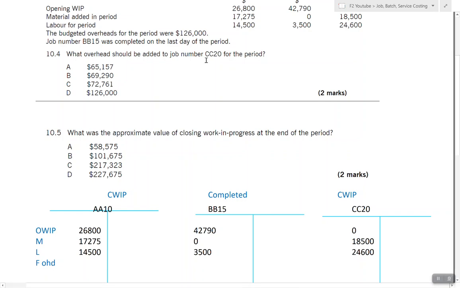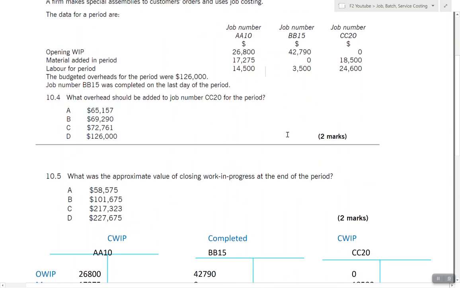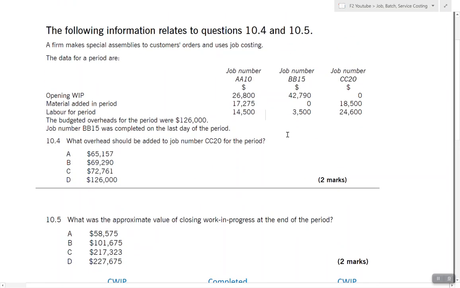Okay, overheads is given budgeted, but there is no budgeted data on which to divide this overheads. So when budgeted data is not given, you can use actual data. And when hours is not given, you can use cost. So in this question, the only thing that we have available which makes sense is the labor cost. So we will divide this overheads based on labor cost. Total labor cost, if we see, is 14,500 plus 3,500 plus 24,600, which is 42,600.